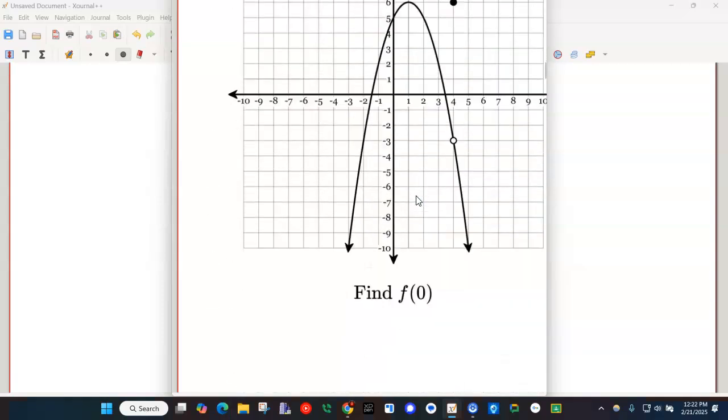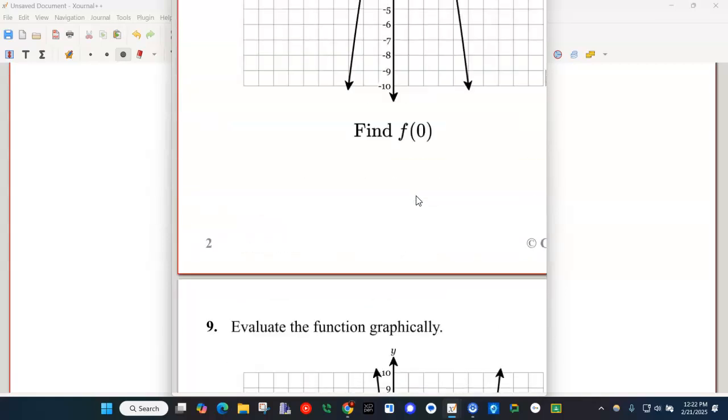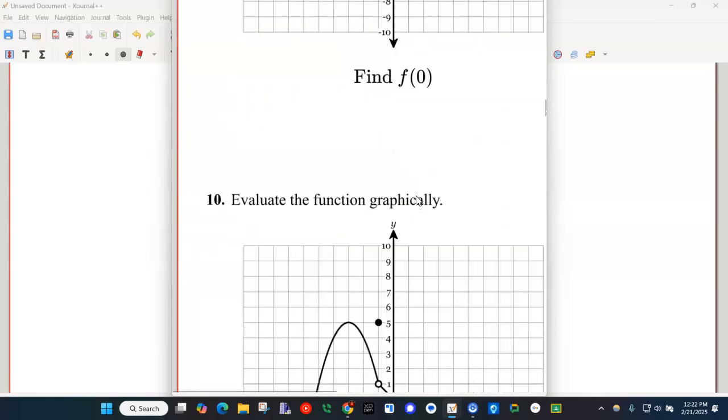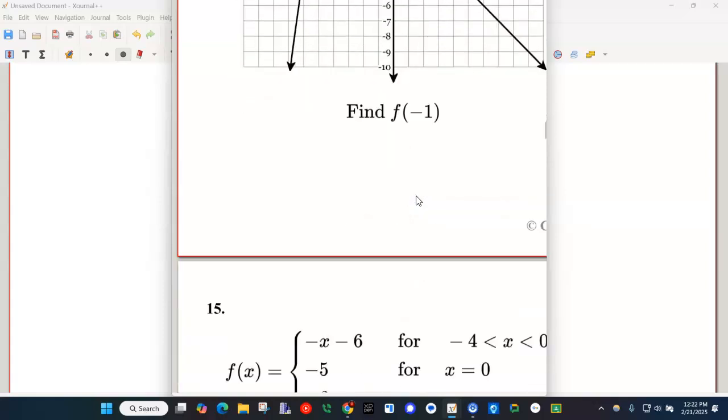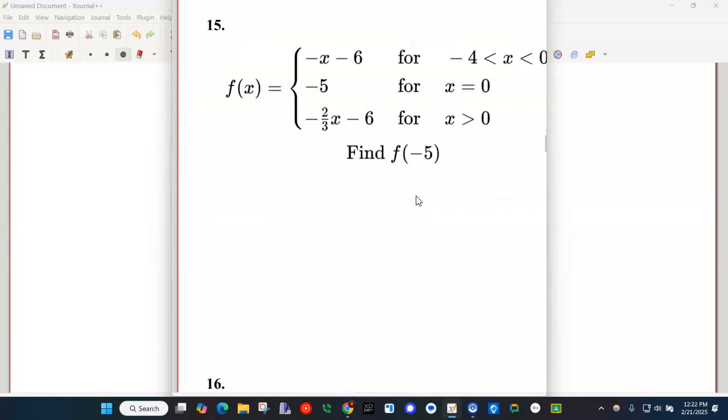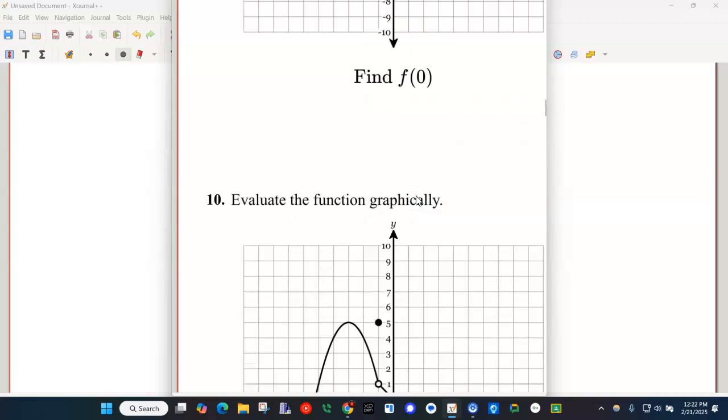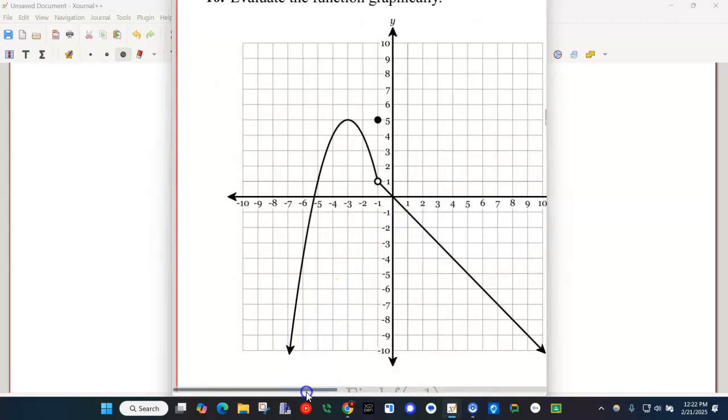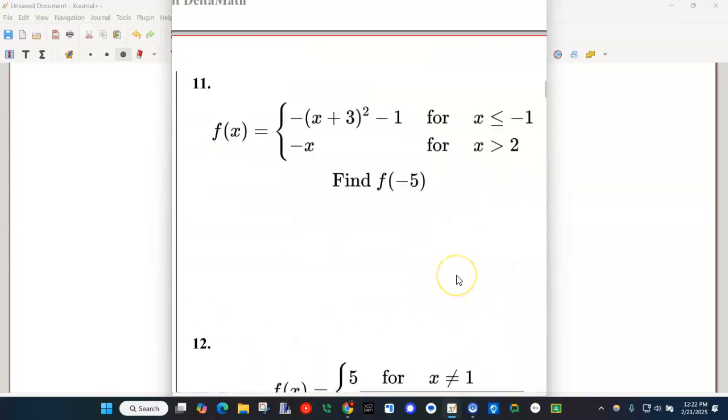Go ahead and try the next few together, and you'll have some that are the same. You can check each other's answers, and then you'll have several that are different from each other. So just see how that goes, and then stop when you get to 11. Yeah, to that problem.